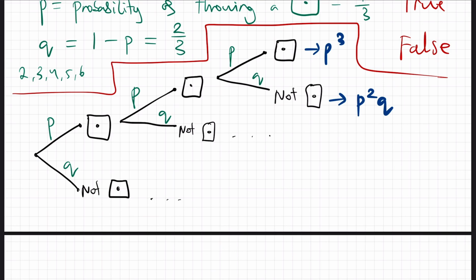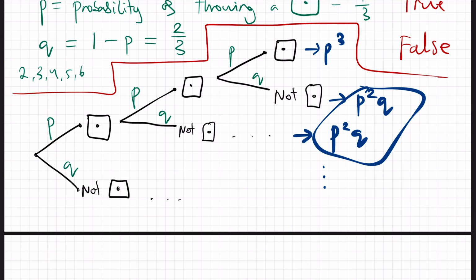But you should also notice that there are other ways of throwing 2 out of 3 1s. So we could go, for example, P, Q, and then P, like so. Although I haven't drawn it in, this is also another possible route. And there's another P squared Q, like so. So you can see there are going to be lots of P squared Qs, and we basically want to calculate the total probability of all of these.